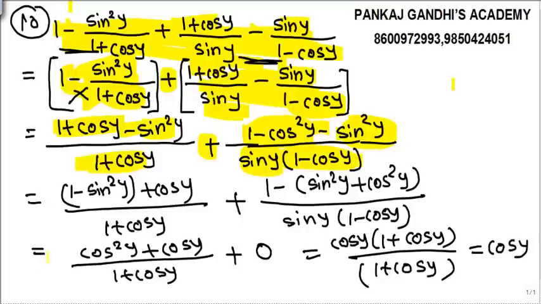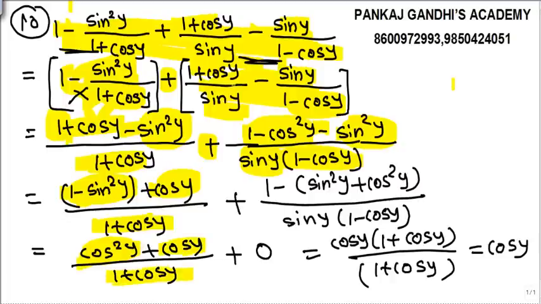Now in this part, 1 plus cos y minus sin square y, we cannot get a value directly, but if I rearrange this 1 and this minus sin square y, 1 minus sin square y, I will get the cos square y value, and this cos y is as it is and the denominator is also as it is. Now this 1 minus sin square y is cos square y plus cos y and 1 plus cos y.